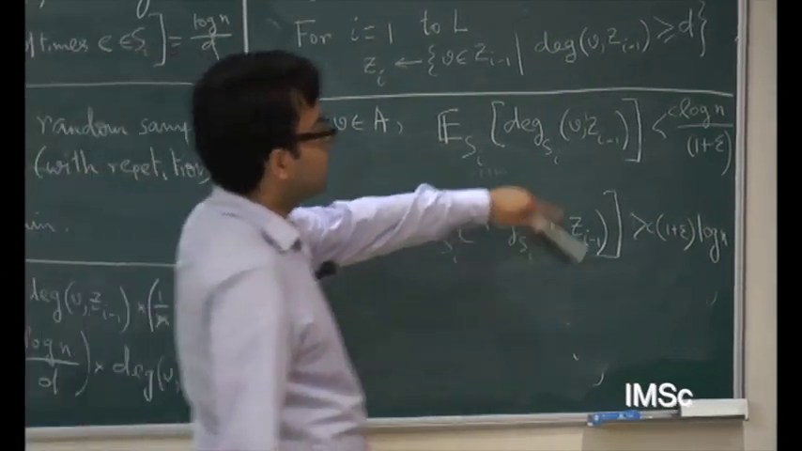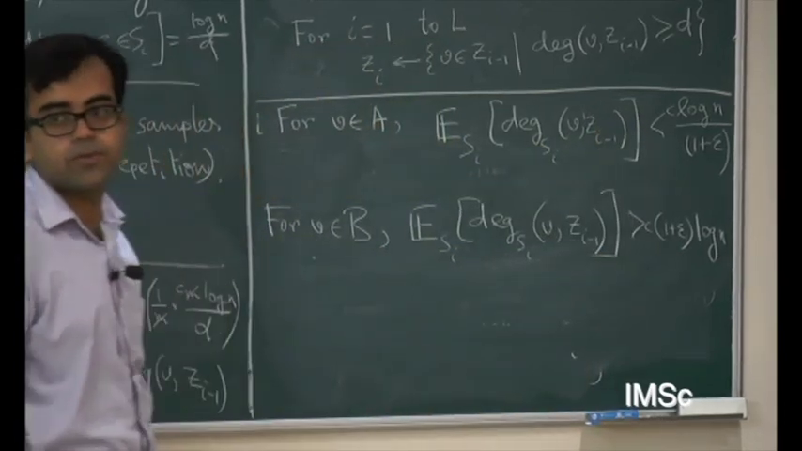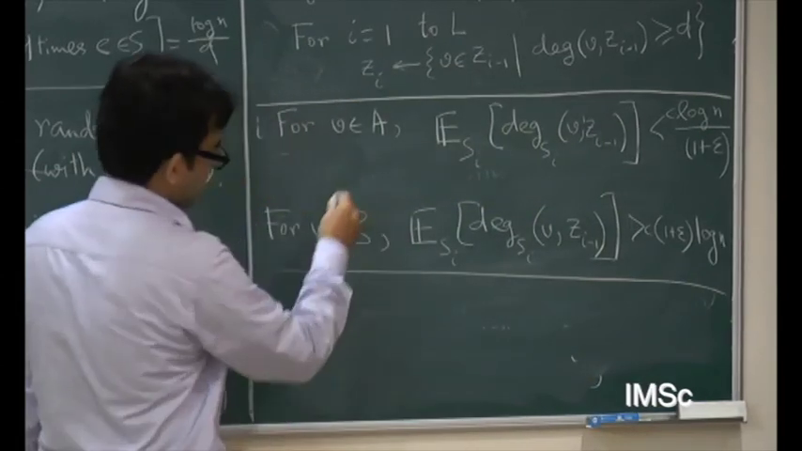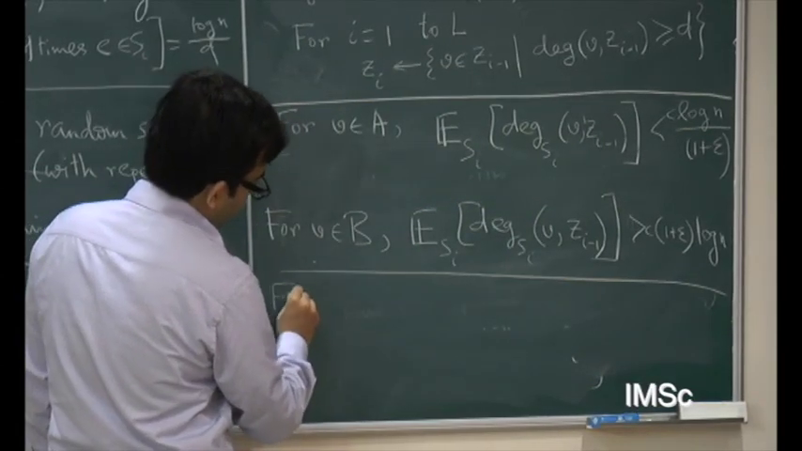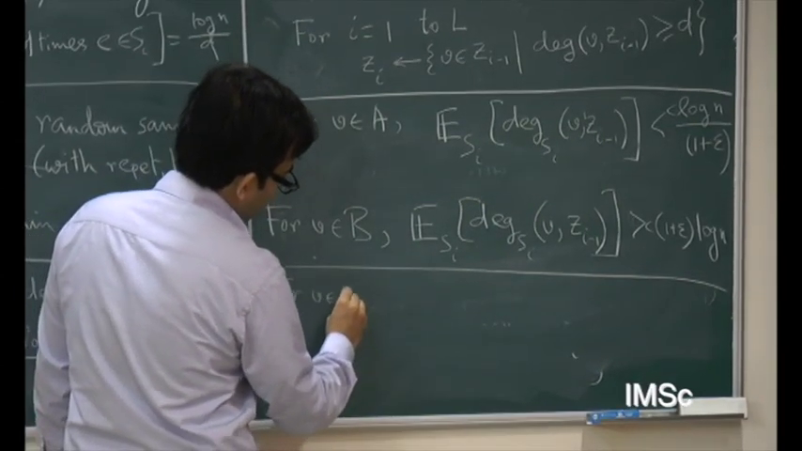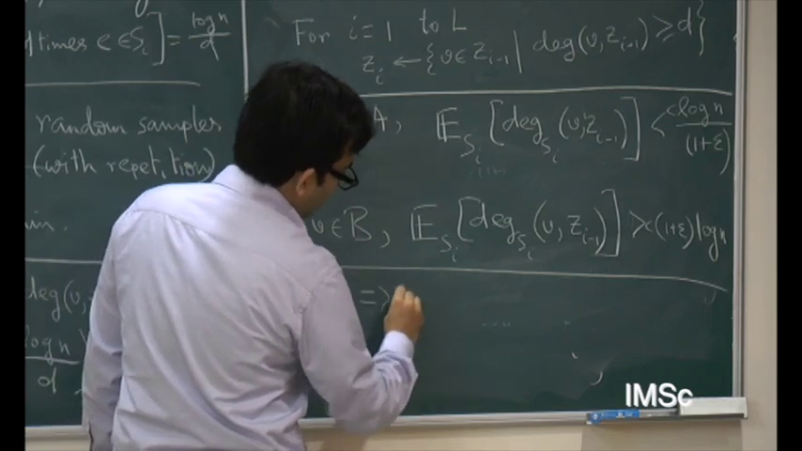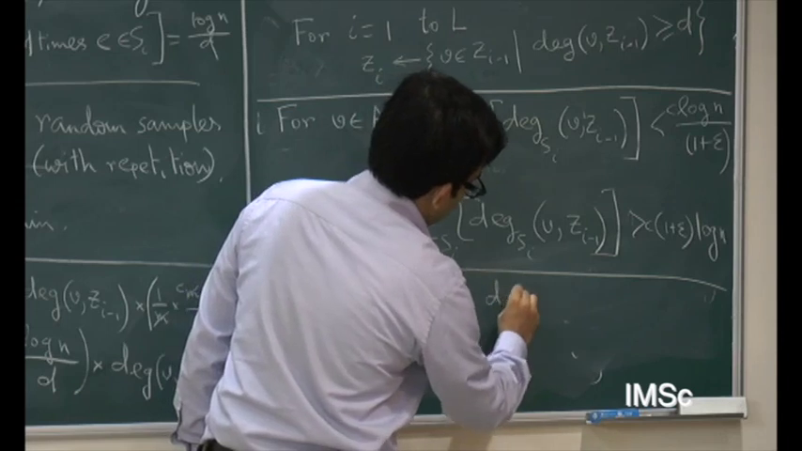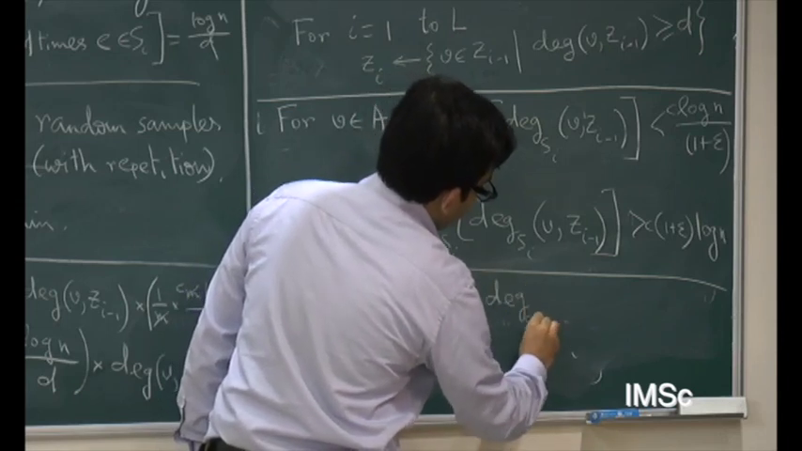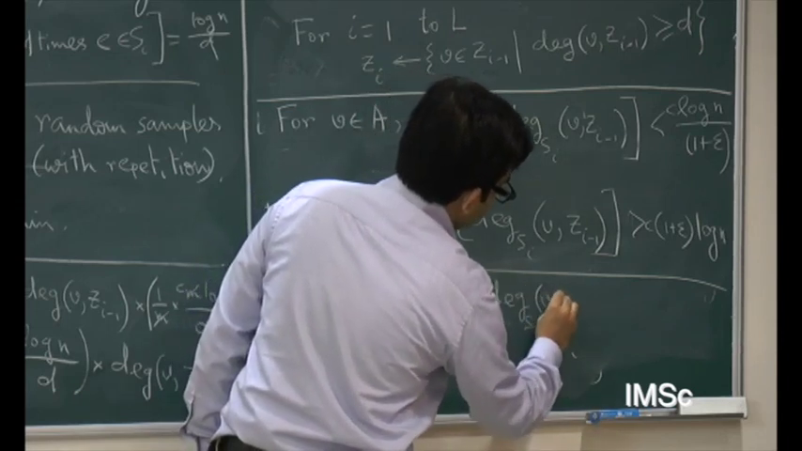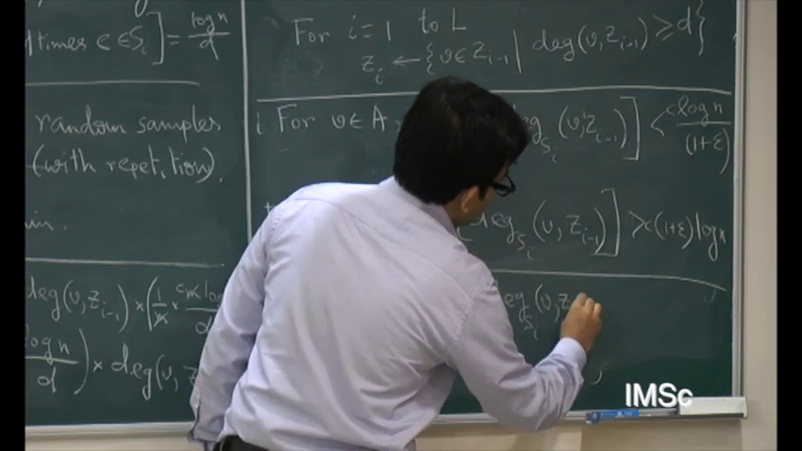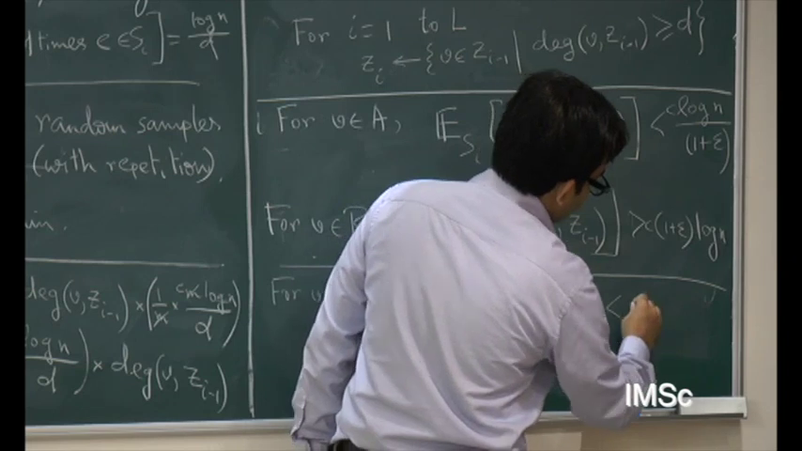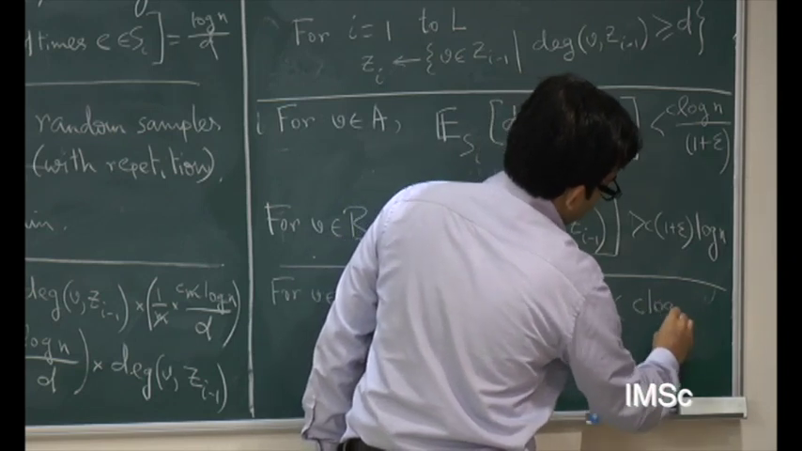And now we can apply Chernoff bound. We can say that if a node V belongs to A, then with high probability its degree in this sample will be less than C log n.